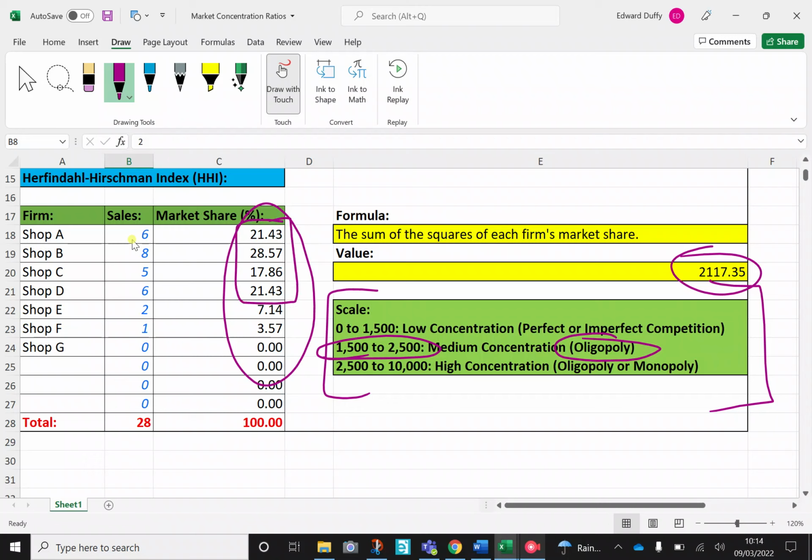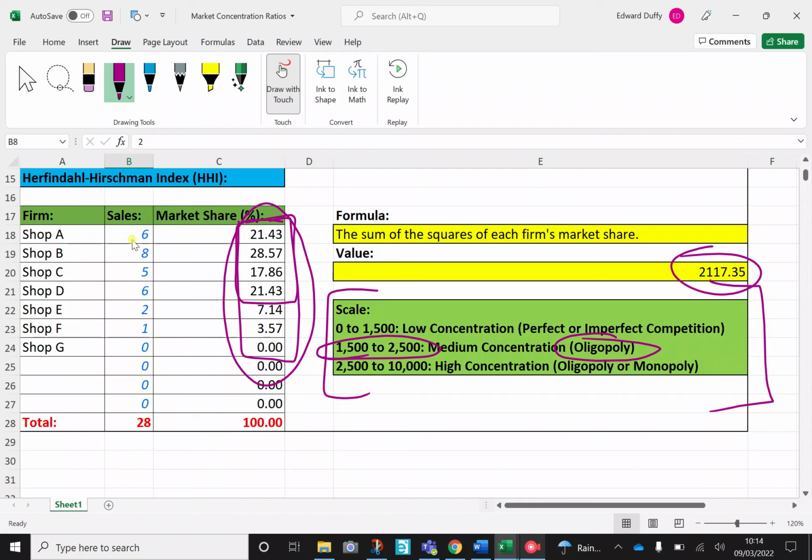So whether it be the 4 firm ratio or the HH index, in which case it takes everybody into account, it will give you a score, and then you can decide based on that information and also based on the number of firms involved whether it could be perfect competition, monopolistic, oligopoly, or monopoly.